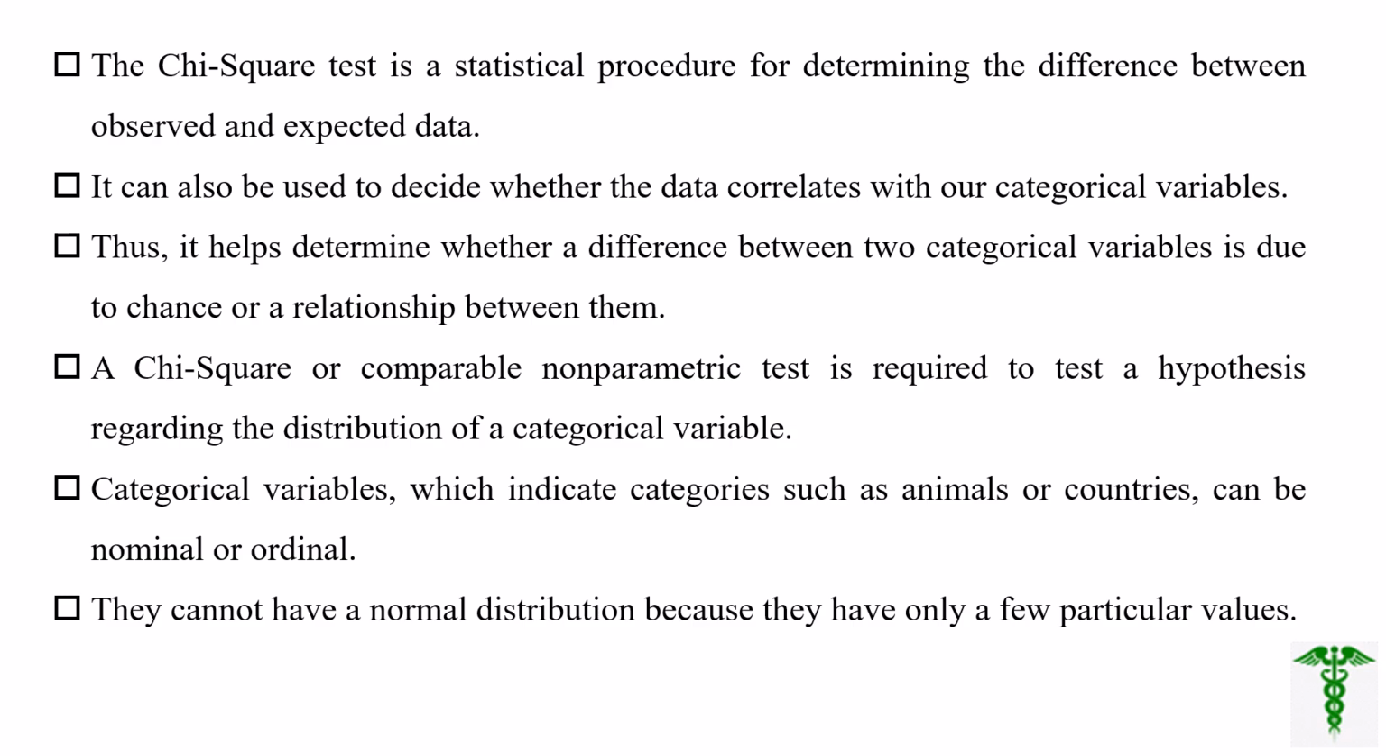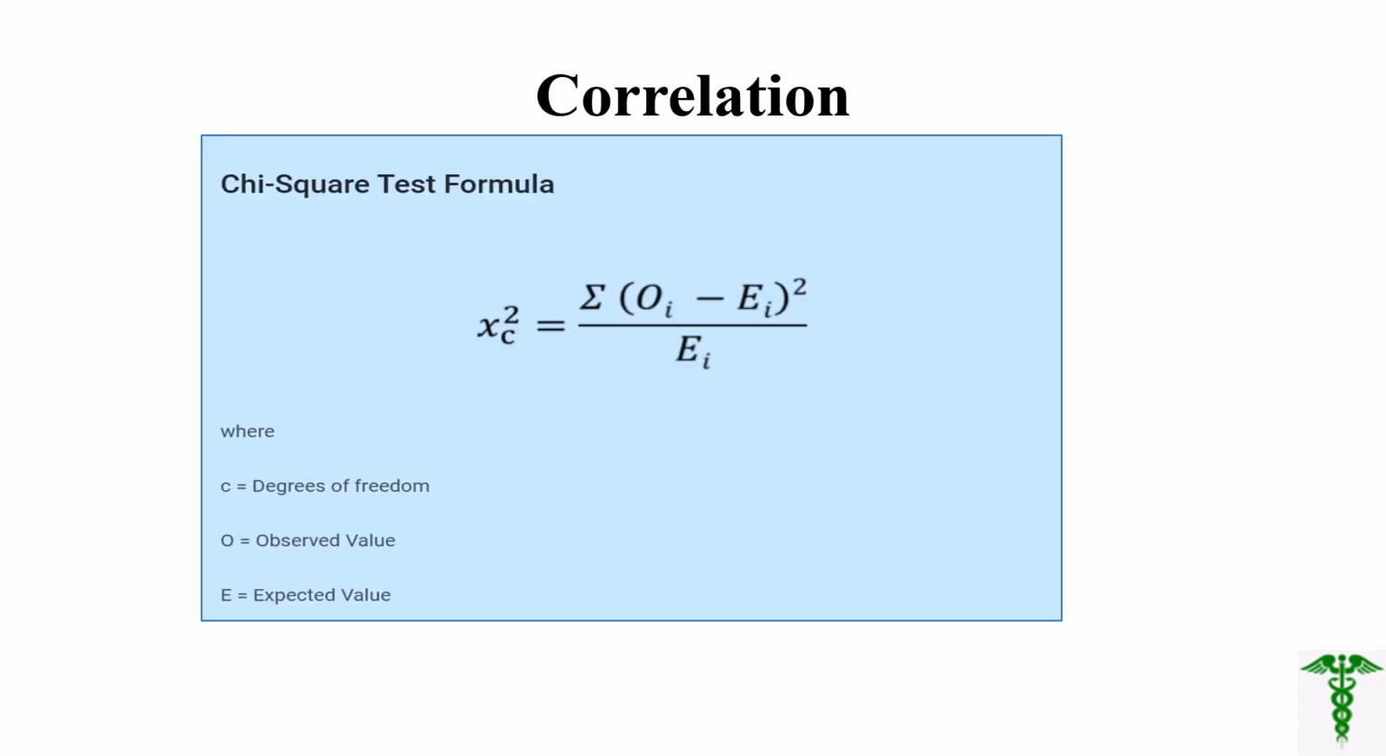This is required to test a hypothesis regarding the distribution of a categorical variable. Categorical variable means categories such as animal or country, which can be nominal or ordinal. Here they can't have a normal distribution, because only a few particular values are taken in the chi-square test.